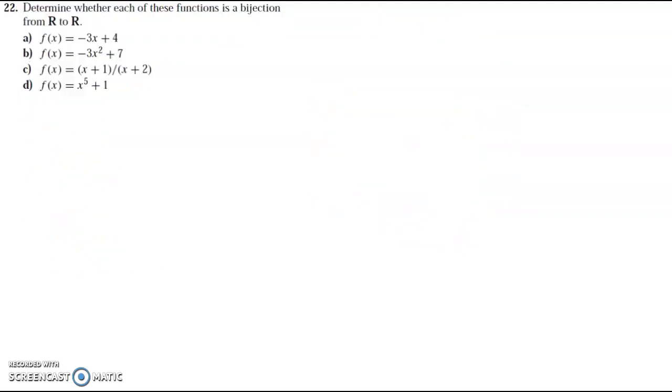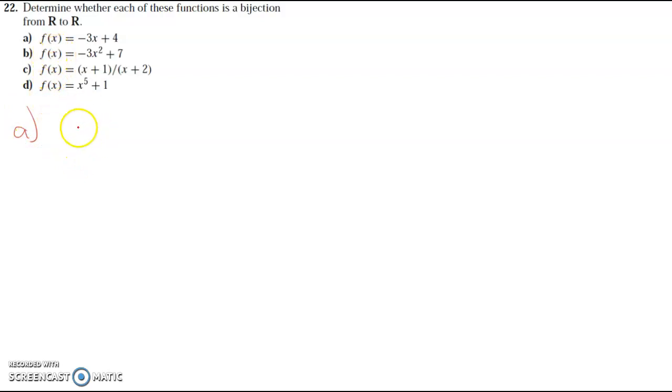All right, so let's go on to the last example of this chapter, which is 22. I assigned 23, which is similar to 22, so let's go over these questions. So we have to determine whether these functions are bijections. A bijection is a function that satisfies both one-to-one and onto. So for these problems, we're going to have to test if the given function is onto as well as one-to-one. All right, so let's do that.